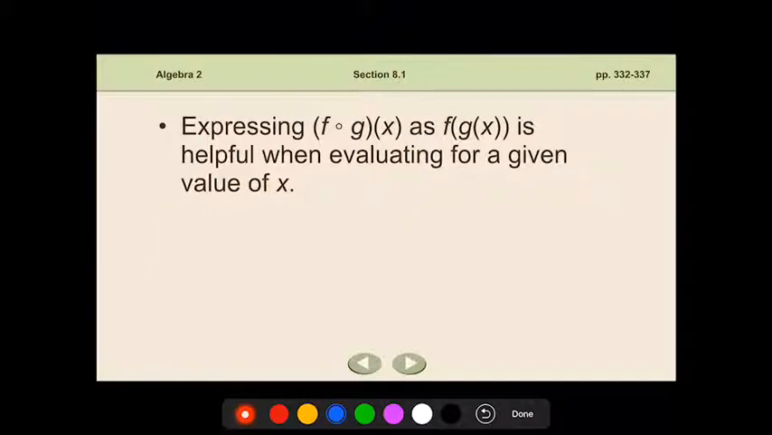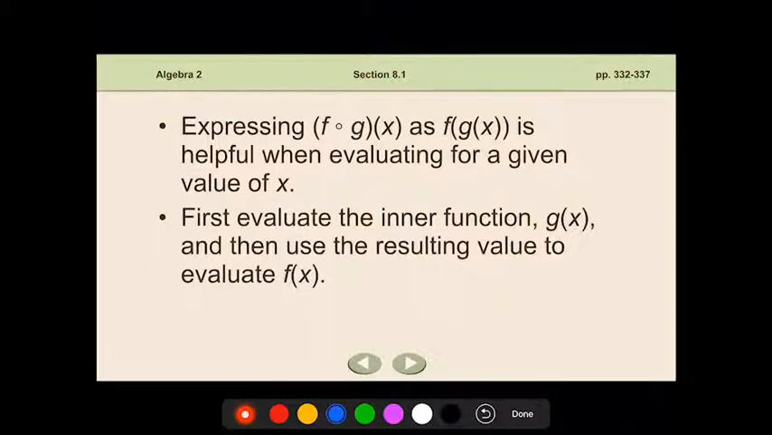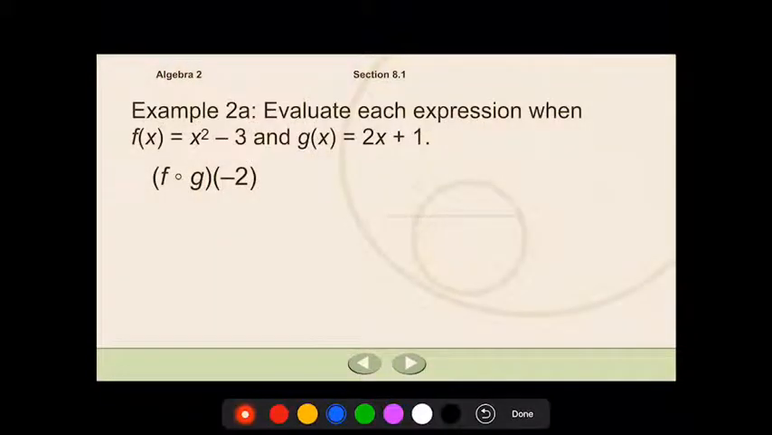It's just a helpful way of evaluating a given value of x. First evaluate the inner function, the g of x, and then use the resulting value to evaluate the f of x function. So let me show you how this works. I know I've gone through this quickly. I really just need to show you how it works, and it probably will make a little bit more sense.